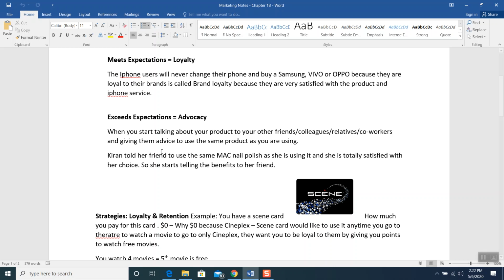So let's take an example. Kiran told her friend to use the same MAC nail polish, and she's using it and is totally satisfied with her choice. So she starts telling the benefits to her friends as well: the color, the quality, the texture of that MAC nail polish. So she starts talking on behalf of MAC, and she becomes a brand ambassador. Simply, when you're talking about your product to your friends, relatives, co-workers, that becomes exceed expectations and you become an advocate, and this is called advocacy to that product.